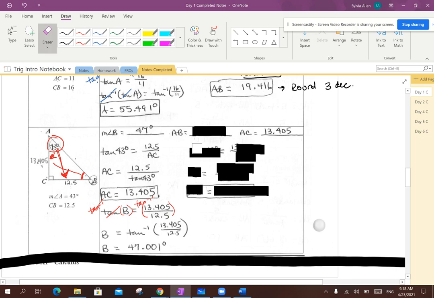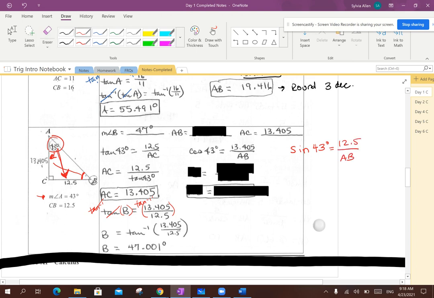Now let's take a look at the hypotenuse. So you could use any trig ratio that will get you there. Let's go ahead and use cosine of 43 degrees. You should really always use the given information whenever possible. So cosine of 43 degrees, personally, I would have used sine. So we could use sine of 43 degrees is equal to 12.5 over AB.